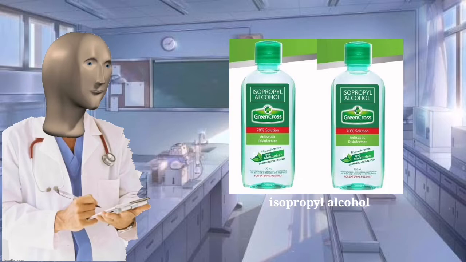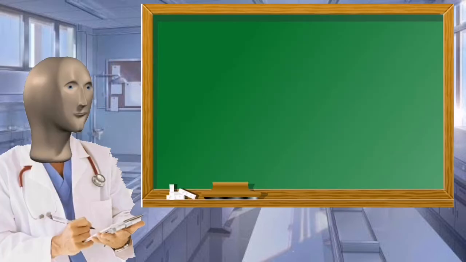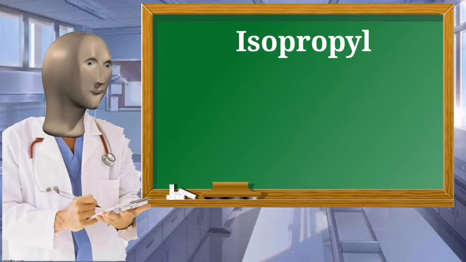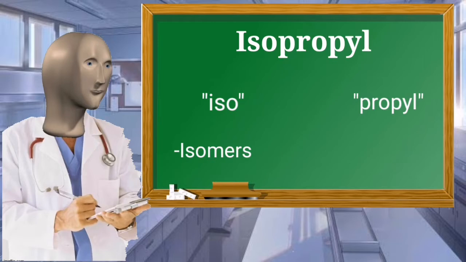Isopropyl alcohol, also known as 2-propanol, is a colorless liquid mixed with water to be used as a rubbing alcohol antiseptic. Antiseptic meaning it is a substance that prevents the growth of disease-causing microorganisms. The word isopropyl derives from the word iso and propyl. Iso is a term relating to isomers, and propyl is derived notionally from propane.